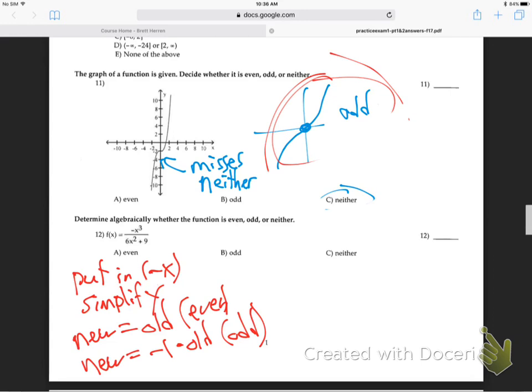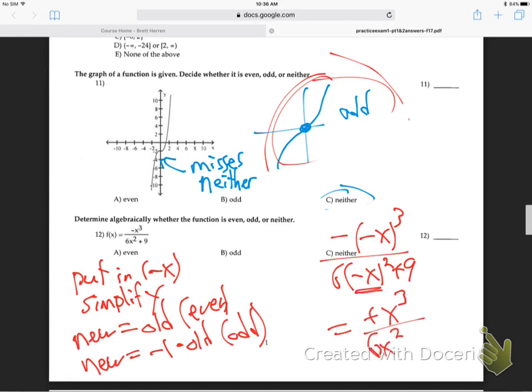So let's take this function and go, okay, it's negative, and then negative x cubed over 6 negative x squared plus 9. So if we try to simplify that, what's going to happen here? How many negatives up here altogether? 4. 3 negatives and 1 more is 4 negatives. Positive on the top. So that'll be positive x cubed. And this just goes away. 6x squared plus 9. So this is the new. How does this compare to the original? So the new, after simplification, right, put in negative x, simplified. How does this compare to the original? Negative, so it's odd. Yeah, it is, right?